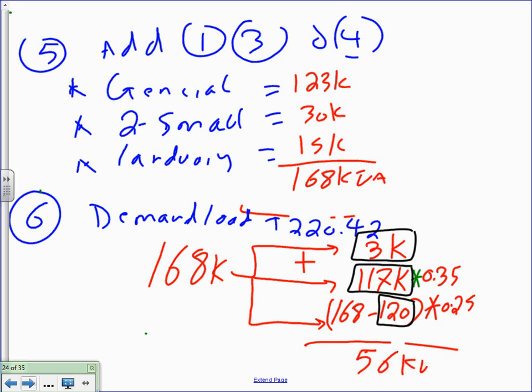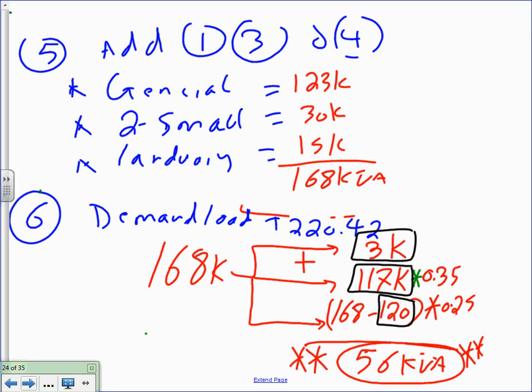56 kVA. Do I have a second? Did you calculate it? Love it. Thank you. Now I'm going to highlight what stars right here next to it. That's what I'm going to carry.